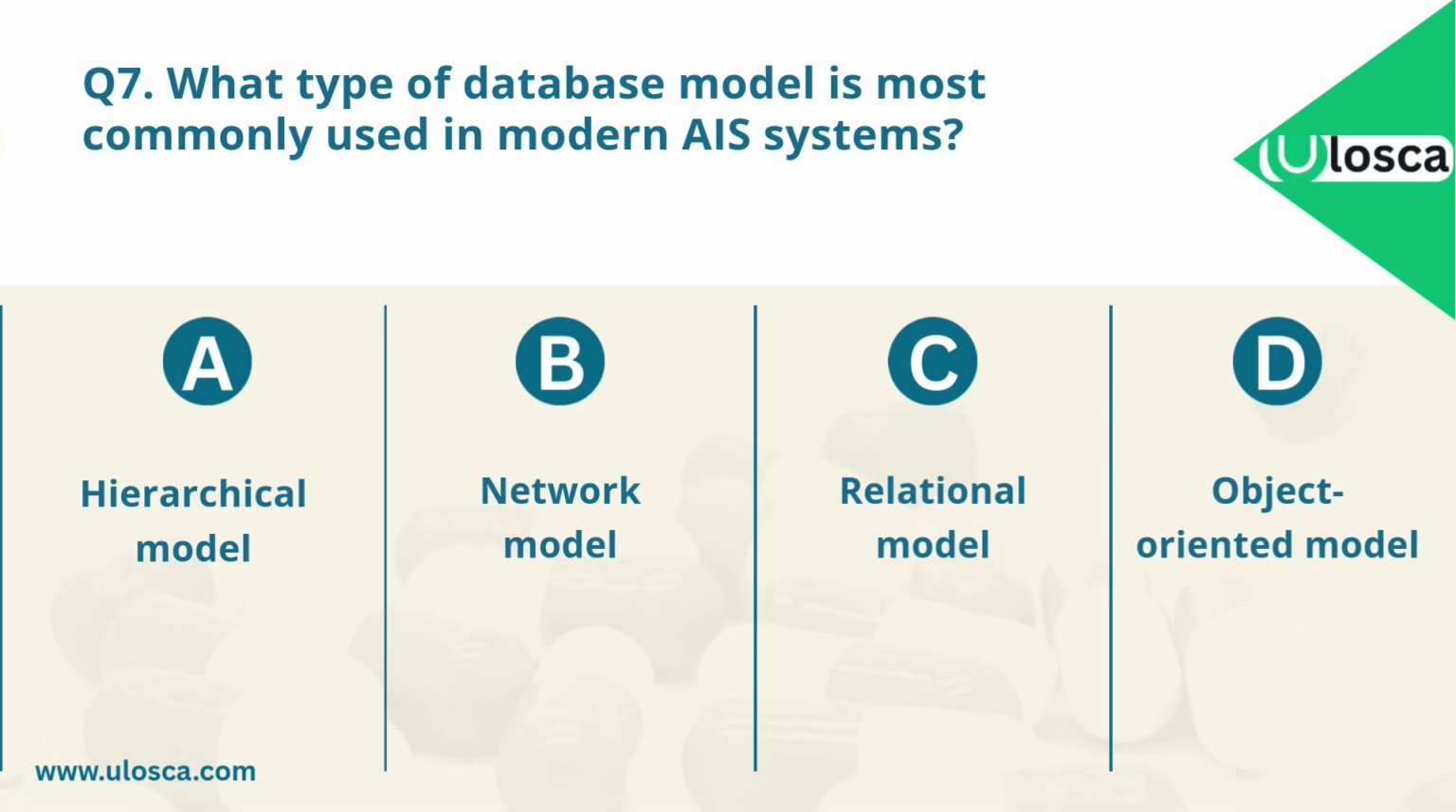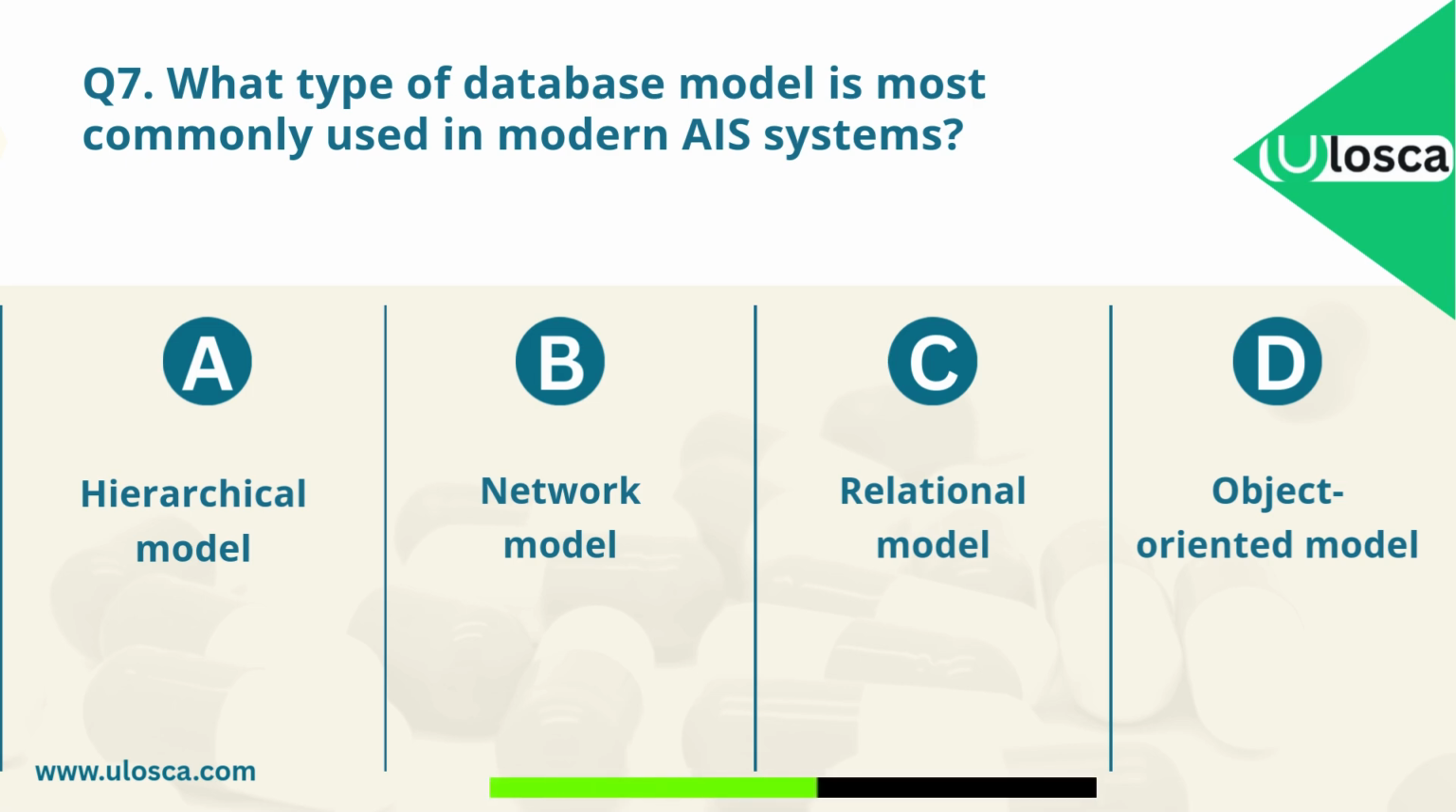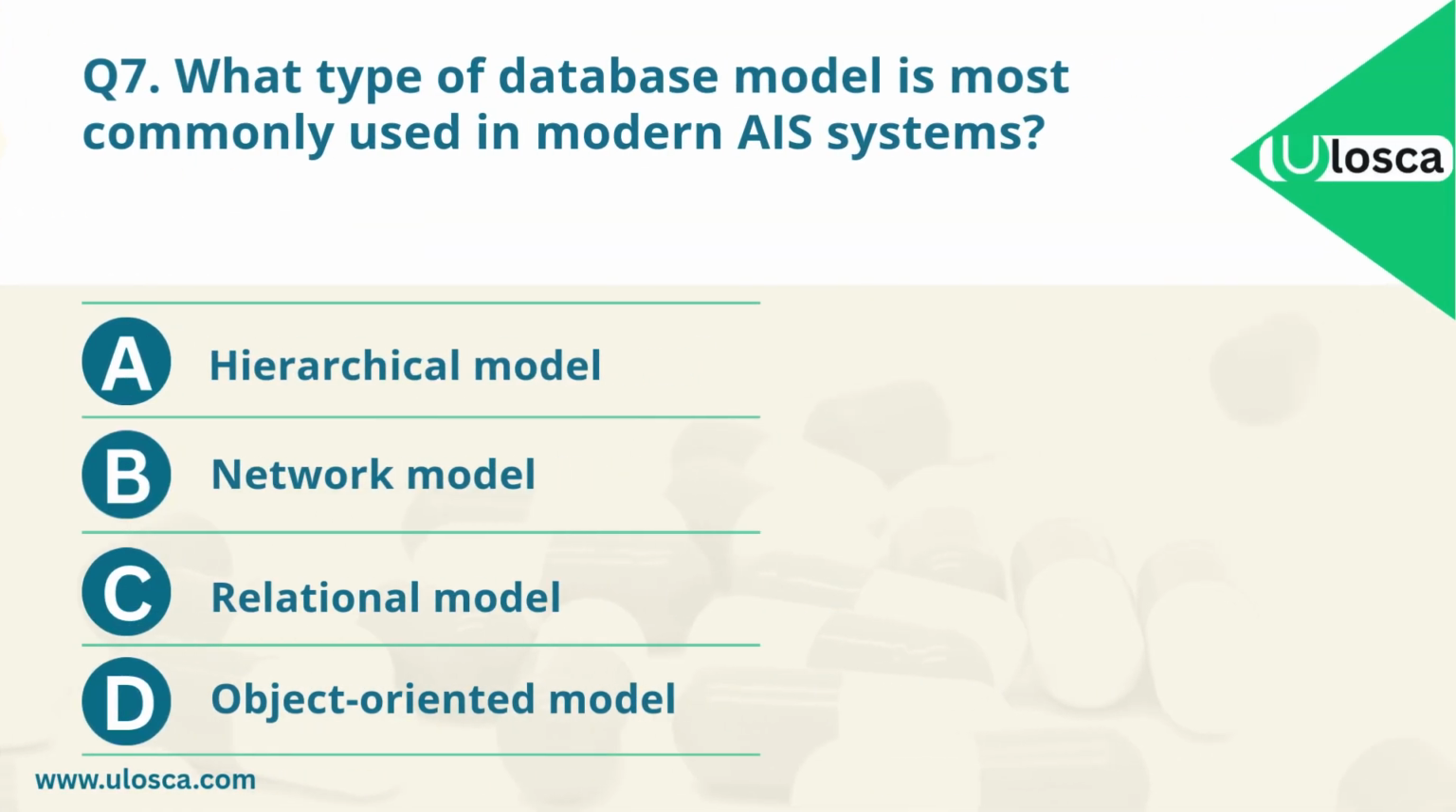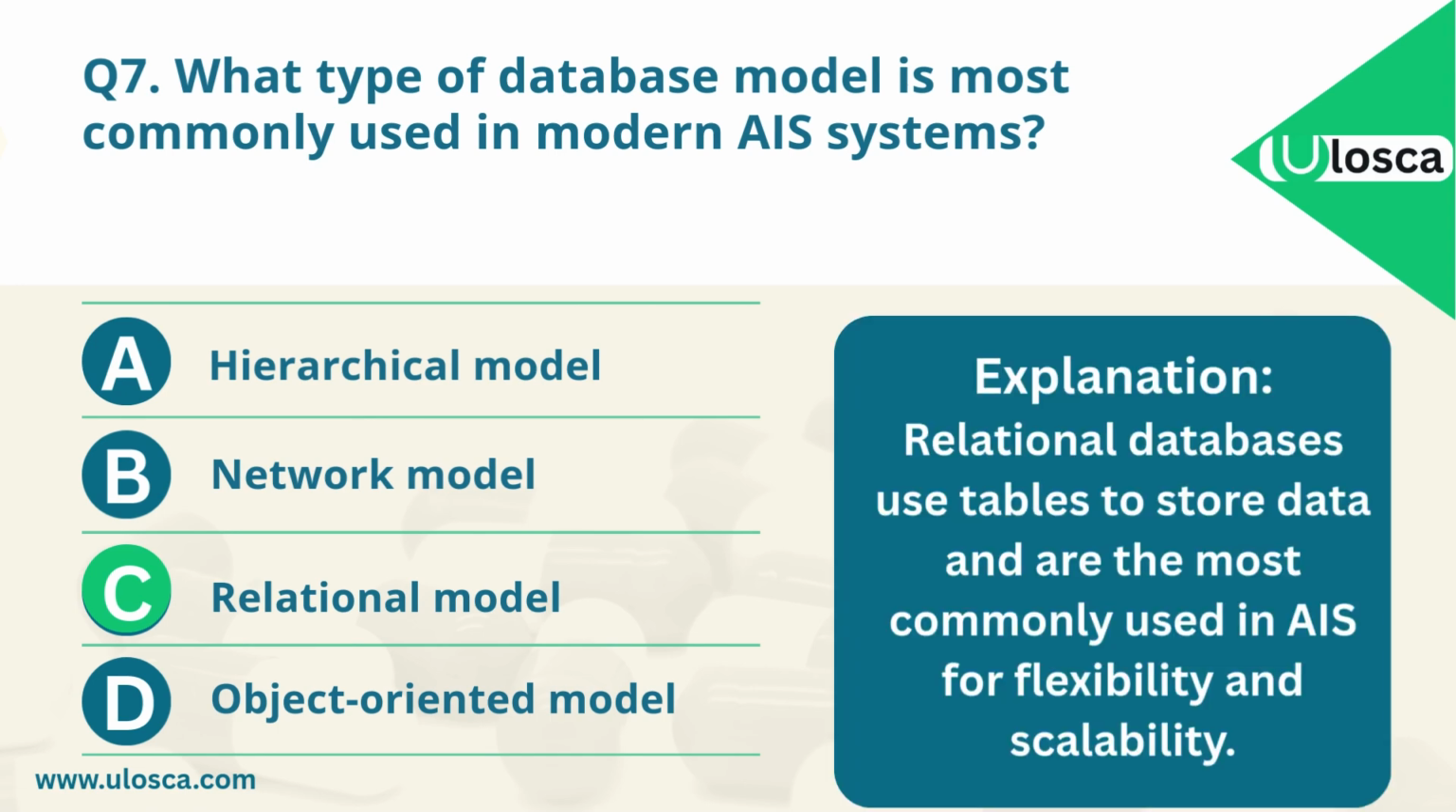Question 7. What type of database model is most commonly used in modern AIS systems? A. Hierarchical model. B. Network model. C. Relational model. D. Object-oriented model. Which one is the correct answer? The correct answer is C. Relational model. Explanation. Relational databases use tables to store data and are the most commonly used in AIS for flexibility and scalability.